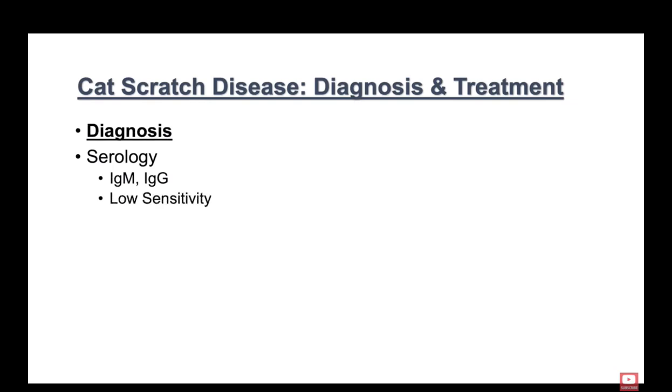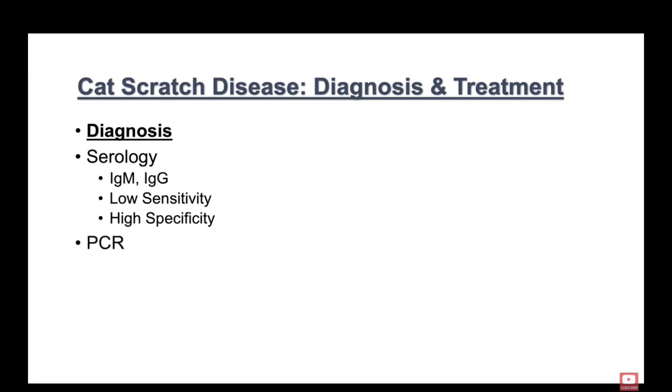So how do we diagnose and treat cat scratch disease? Diagnosis involves serology. We look at IgM and IgG levels. IgM and IgG serology has low sensitivity but a high specificity. So if we see IgM or IgG antibodies to Bartonella henselae, we can affirm that they have a diagnosis of Bartonellosis or a diagnosis of cat scratch disease.